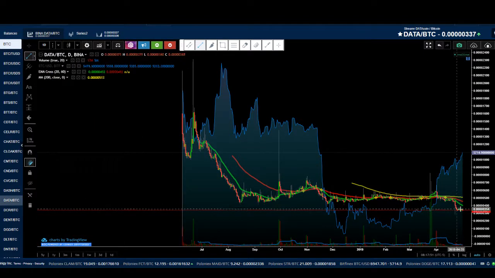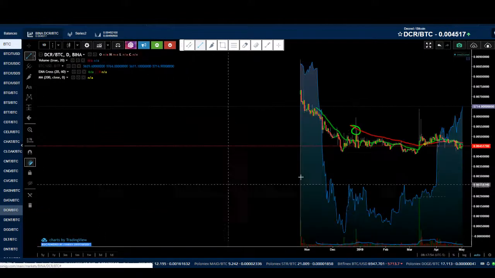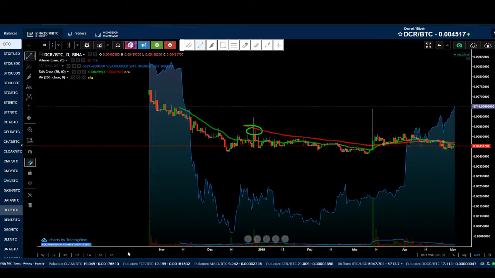Data fail. Decreed near fail, but also a very nice looking chart. Should Bitcoin continue up in this breakdown? Well, there's no need to be holding it.